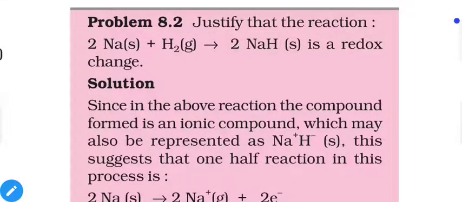Now, based on this electron transfer method, we can justify the reaction Na plus H2 produces NaH. It is a redox reaction, and we can see which element follows which path. Sodium is more electropositive than hydrogen, or hydrogen is more electronegative than sodium. Usually electropositive elements lose electrons and electronegative elements gain electrons. So in this case, sodium, being less electronegative, loses the electron, and hydrogen, being more electronegative, gains the electron. So electron transfer takes place from sodium to hydrogen.